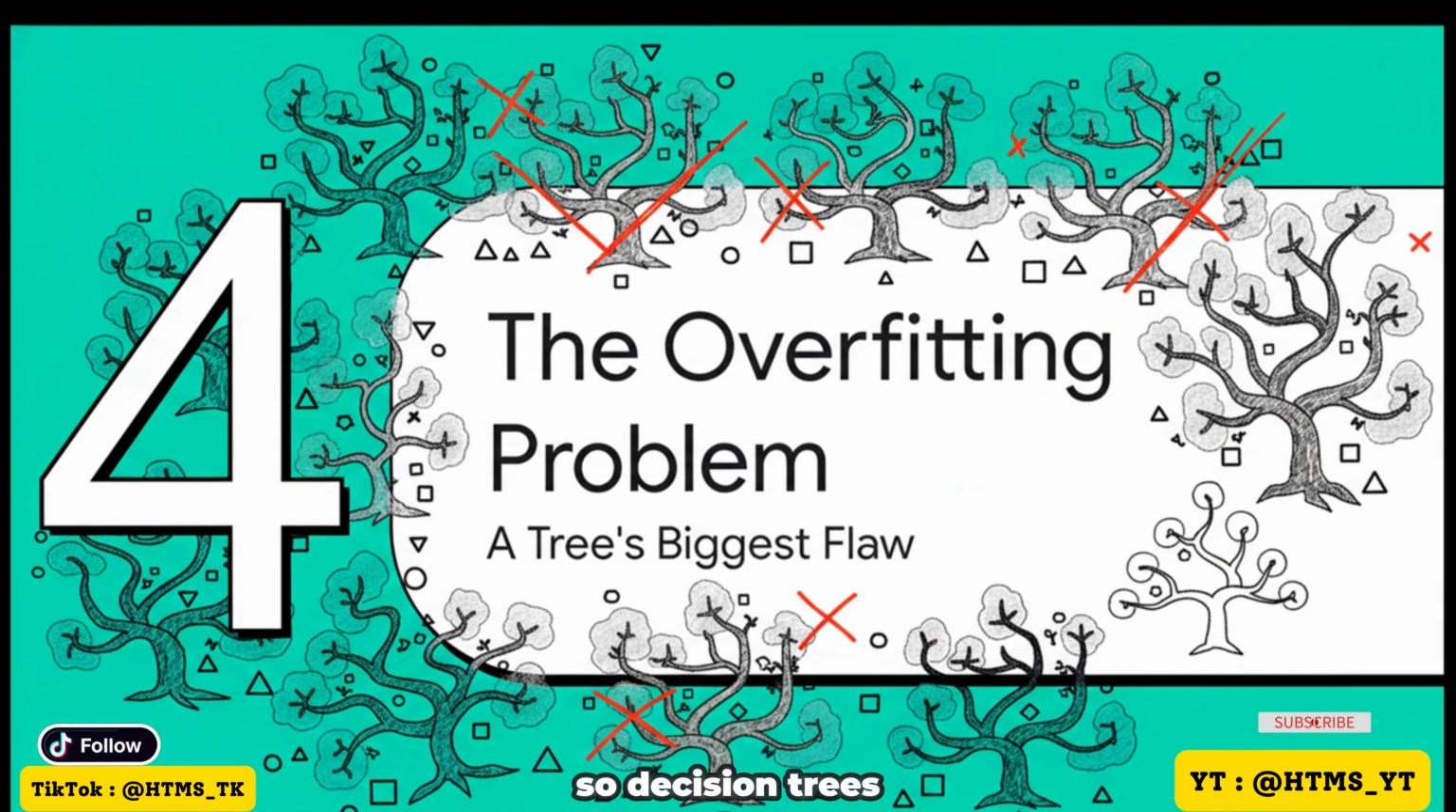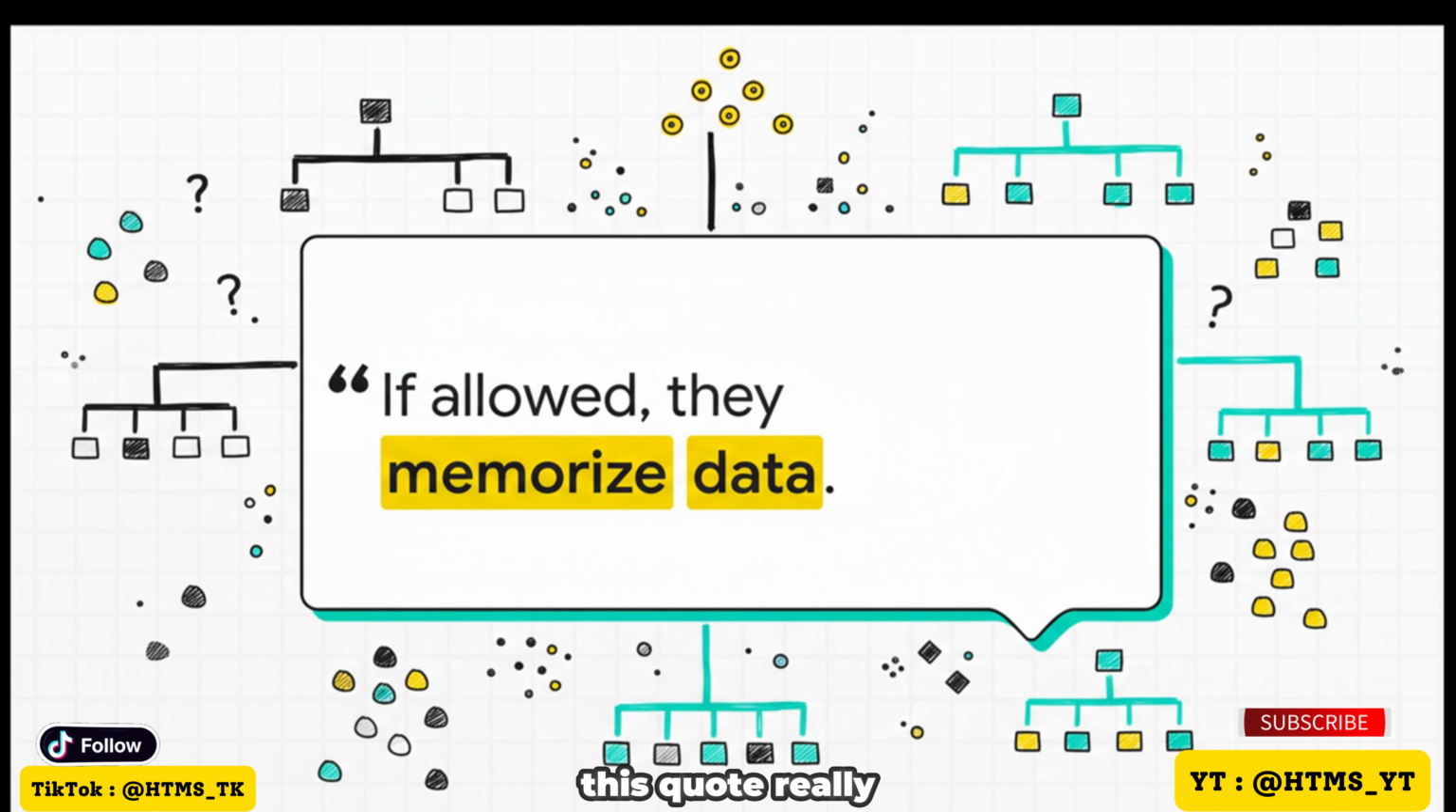Okay, so decision trees seem pretty great, right? They're simple, they make sense, but they have one major fatal flaw if you're not careful. And we have to talk about it. It's the problem of overfitting. This quote really says it all.